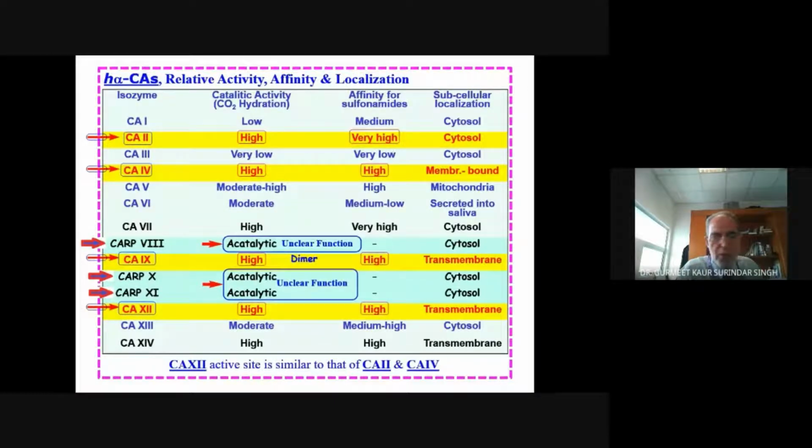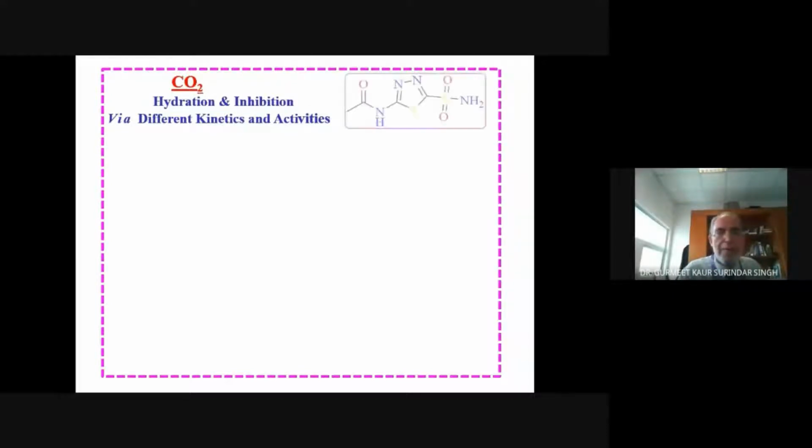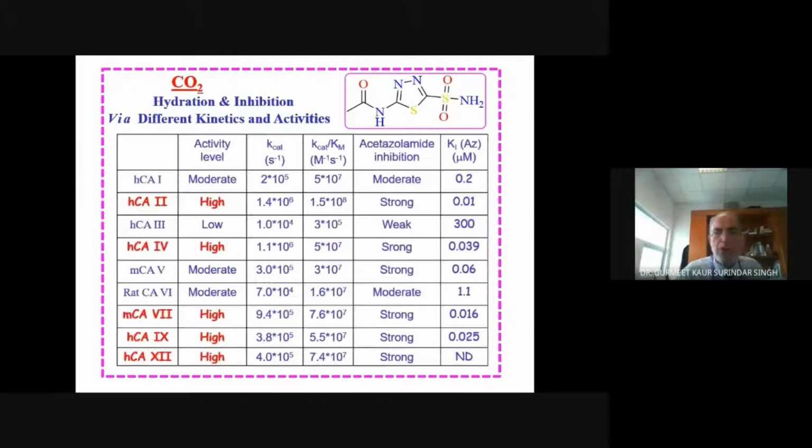Okay, carbonic anhydrase 12 has an active catalytic site similar to carbonic anhydrase 2, but carbonic anhydrase 2 is considered a housekeeping enzyme, and 9 and 12 are the tumor-associated isoforms. If we move to the hydration and inhibition via different kinetics, we will find that the prototype sulfonamide compound, which is considered the standard drug for inhibition of carbonic anhydrase, is acetazolamide. The structure is seen like that.